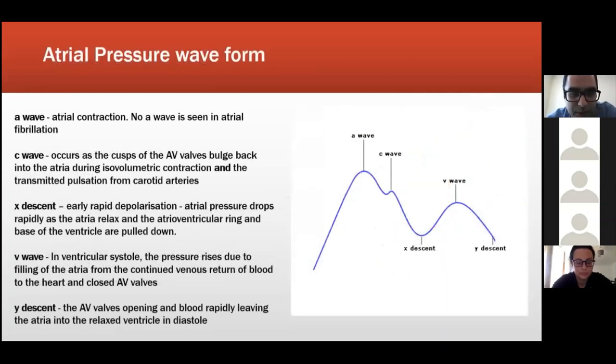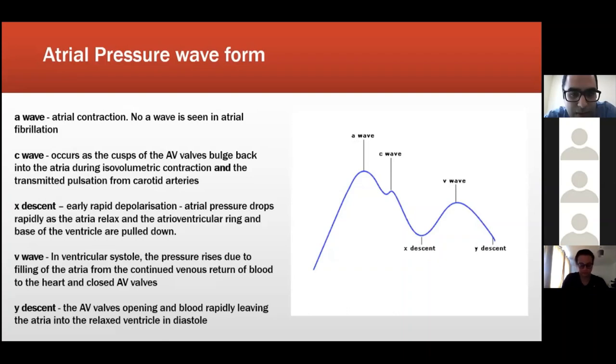Atrial pressure waveform. This is a hot exam question that I've seen come up time and time again, in particular to denote what happens in each of the different phases of the left atrial pressures. Your A wave is shown here in the first part of the diagram, and it essentially denotes atrial contraction. However, sometimes you might have no A wave, which is seen in atrial fibrillation. You might have cannon waves in ventricular arrhythmias such as ventricular tachycardia, and also in complete heart block you might get cannon A waves as well.